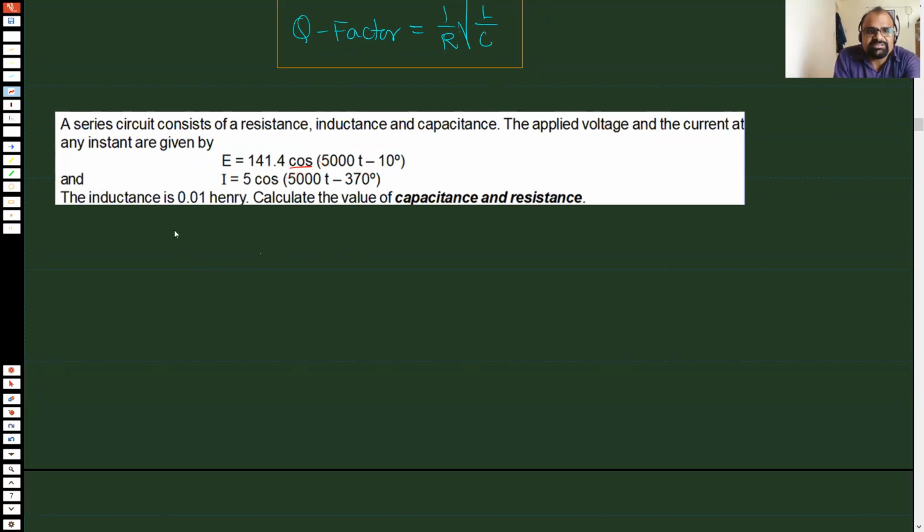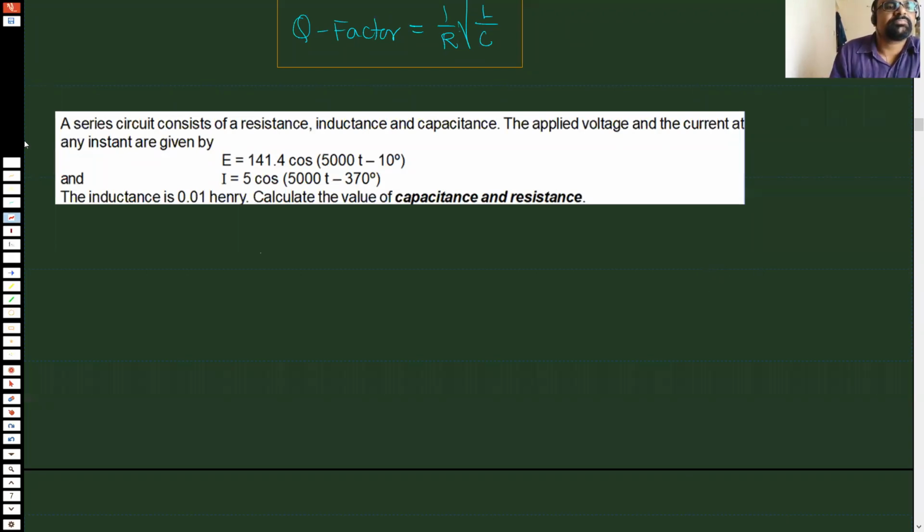Now inductance is given. In the LCR circuit, R, L and C, only L is given. This you have to find and this you have to find. Come on, do it. You have 2 minutes to solve. Okay, let me solve it now.